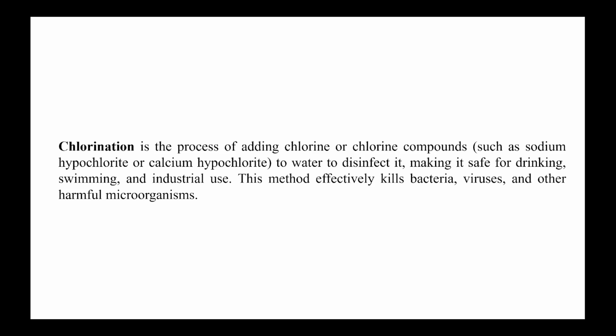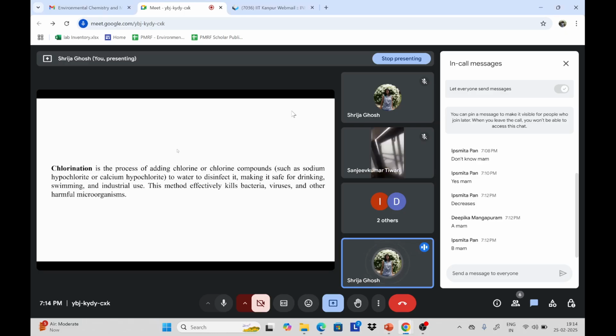So chlorination is a process of adding chlorine or chlorine compounds such as sodium hypochlorite or calcium hypochlorite to water to disinfect it, making it safe for drinking, swimming, and industrial use. This method effectively kills bacteria, viruses, and other harmful microorganisms. Okay, I hope that's clear, Ipsmita.